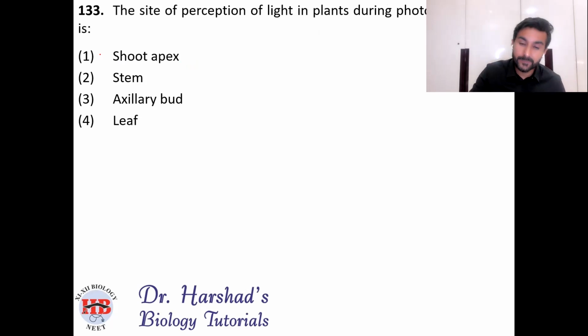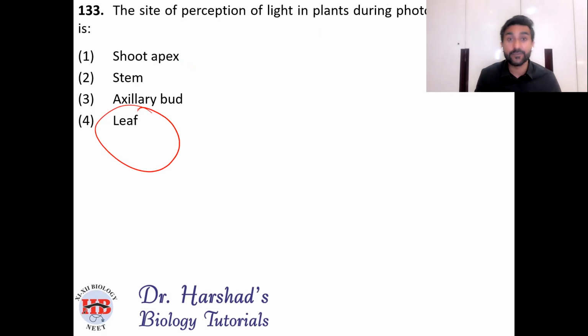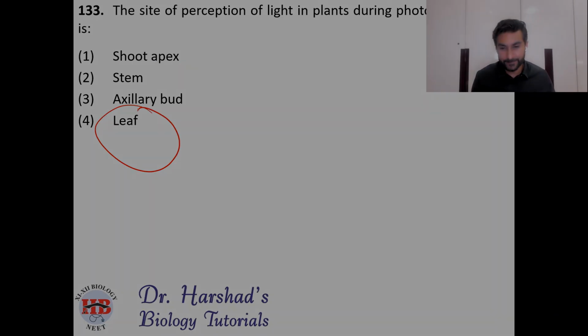The site of perception of light. Now, for photoperiodism, the receptors are present in the leaf. If they had asked about vernalization, the answer would have been apex. If they ask about photoperiodism, the answer is leaf.